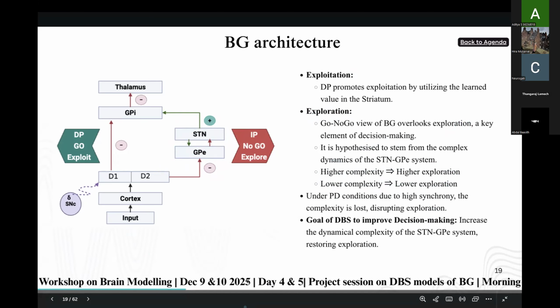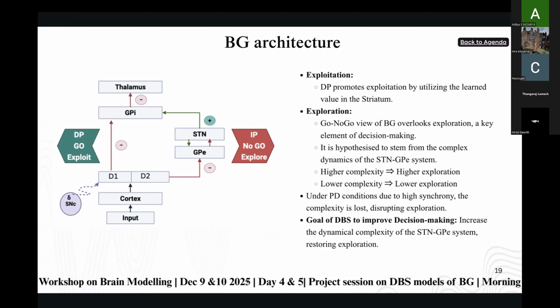Now, under PD, I said that there is a lot of synchrony. That is, its complexity is lost. Can I say exploration is lost because of that? Yes, right. When the entire STN and GPE system has become extremely synchronized, all of them are firing together. There's no randomness in the system, due to which the complexity gets lost. In a way, you can think of it like exploration is lost within your STN-GPE system. And DBS is supposed to restore that complexity in a way. Does it do it? We can have a look at it when we actually do the simulations.